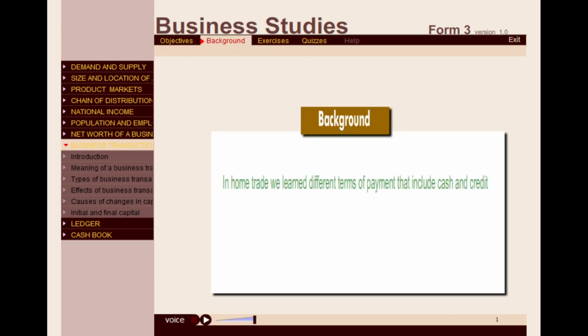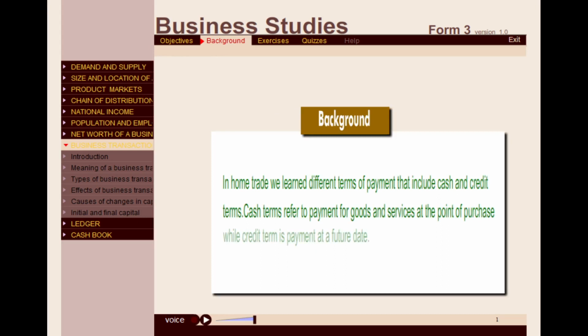Background. In home trade, we learned different terms of payment that include cash and credit terms. Cash term refers to payment for goods and services at the point of purchase, while credit term is payment at a future date.